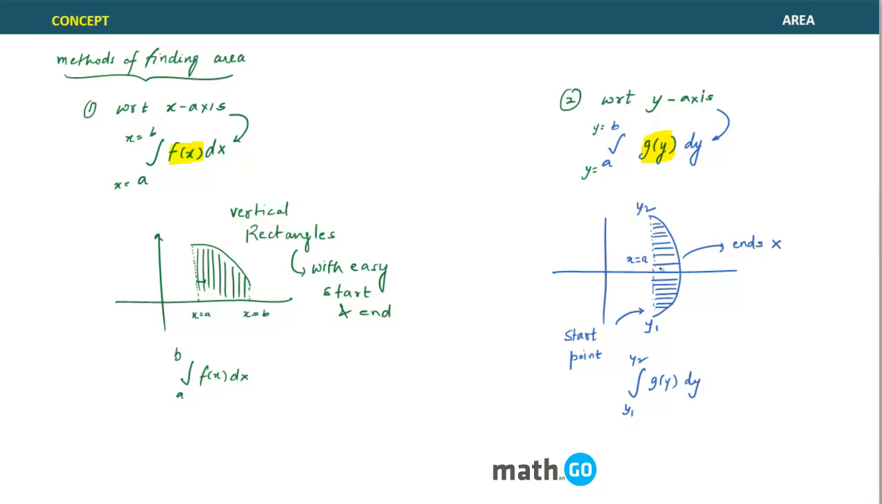So if you are drawing a small rectangle, the area is calculated by the rectangle, which you must have done. So if you are drawing vertical rectangles, then it is with respect to the x-axis. If horizontal rectangles with easy start and end points are available to you, then you will integrate with respect to the y-axis, right? I'll take examples so that this concept becomes much more familiar to you guys.